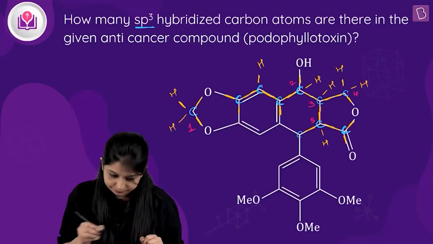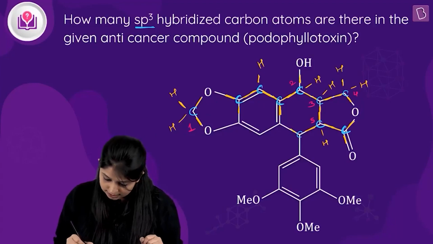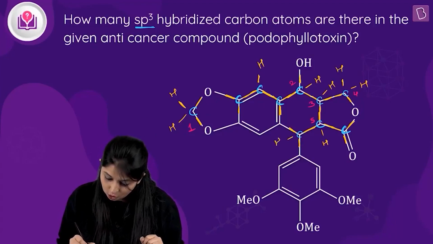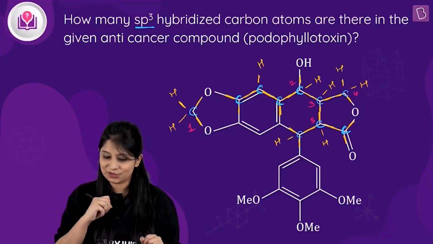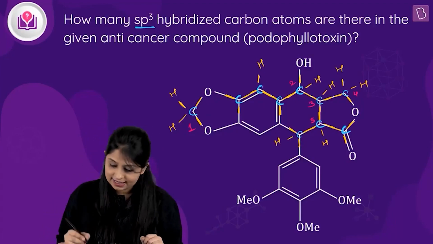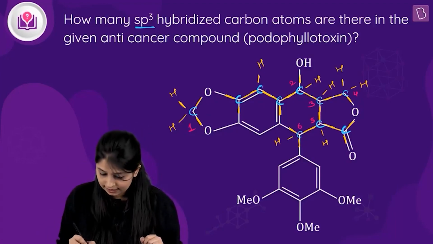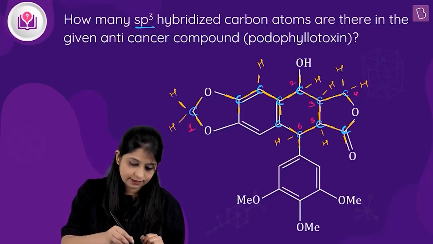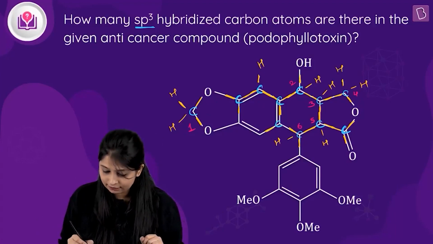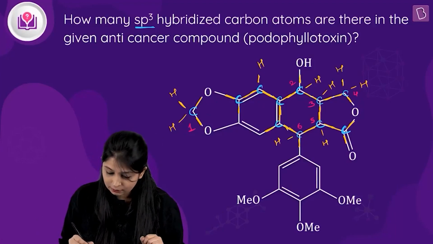Next carbon atom here, 1 sigma bond, 2 sigma bond, 3 sigma bond, and it is also making 1 sigma bond with hydrogen atom. So this is our 6th carbon atom which is sp3 hybridized. Let's have a look at this carbon atom. It's the same case. We have 3 sigma bonds and 1 double bond.